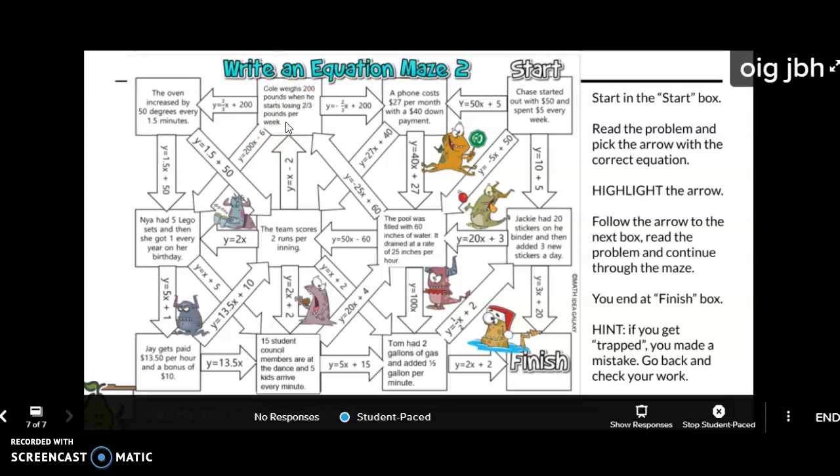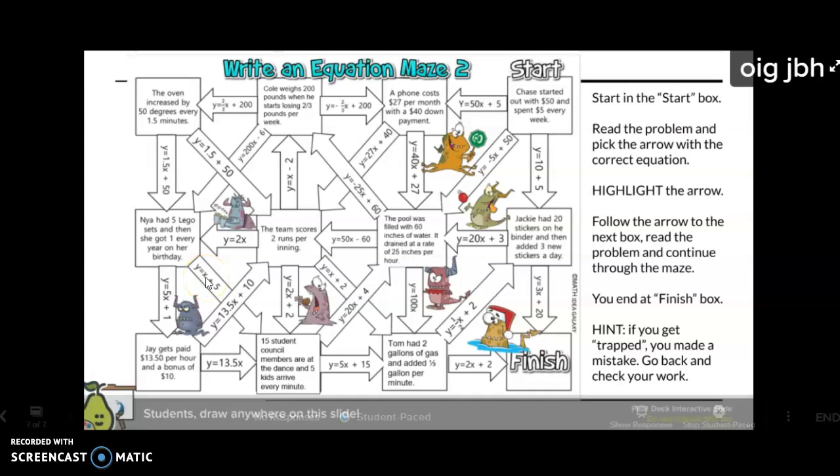Another common mistake was on Naya having Legos. Every is my slope word, and then I have the number 1 that is with it. Remember, guys, right here on the X, if there is not a number with X, we automatically understand that the number 1 is there.